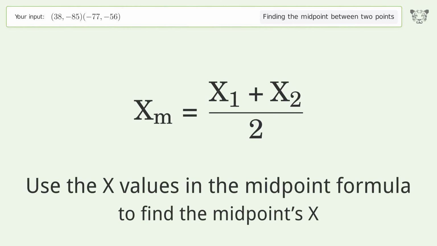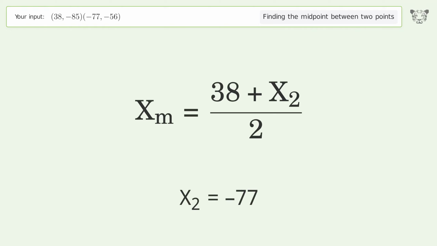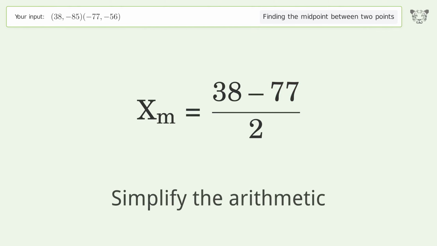Use the x values in the midpoint formula to find the midpoint's x. x1 equals 38. x2 equals negative 77. Simplify the arithmetic.